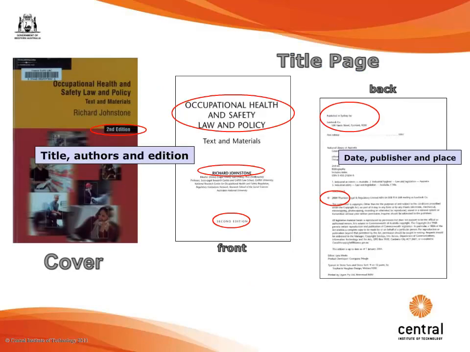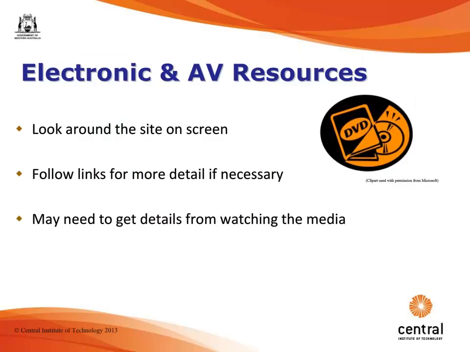Here's the citation information for a book, using the cover, plus the title page, front and back. You can also use our library catalogue to provide you with citation information for any library resources you have used. DVDs will be similar. Check the front and back covers, plus watch the program if necessary. Once you know what you're looking for, it's easy. Find the specific citation information required for a particular source in your APA online guide.